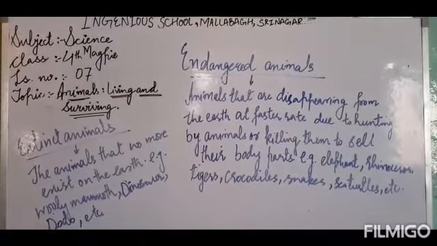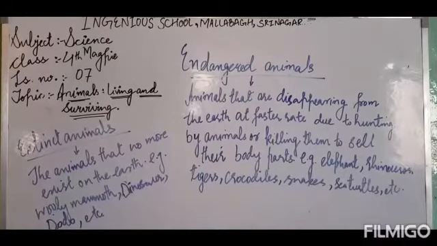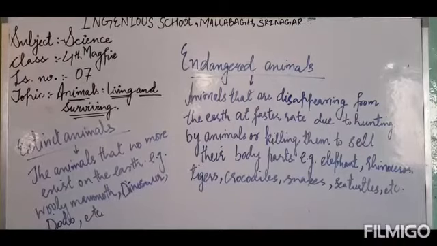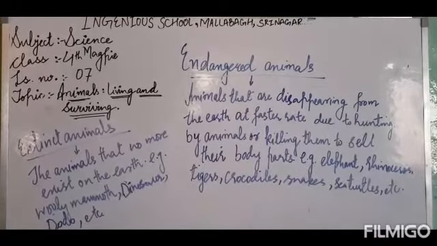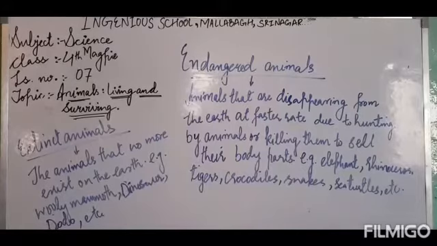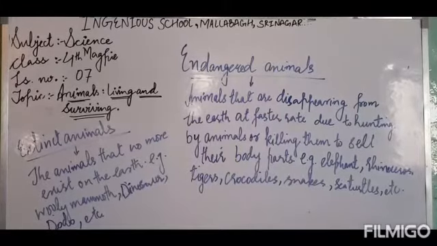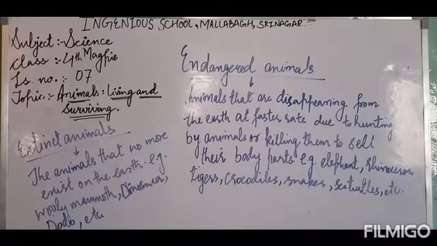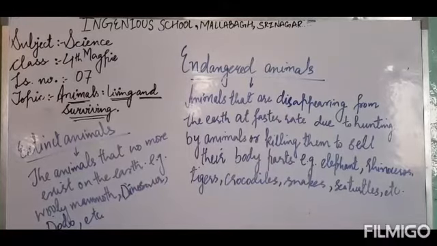Got it? So to protect these endangered animals, to save them from extinction, the government has launched several programs. They have built several parks and sanctuaries in order to save these endangered animals. So different ways are developed to save them from extinction. What are those? I'll tell you.